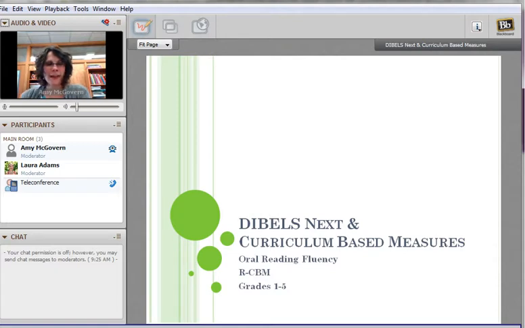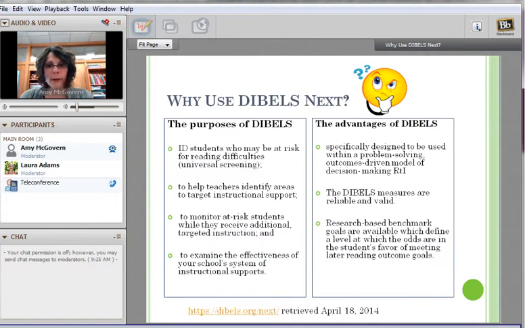Hello, everyone. Today's presentation, we're going to focus on DIBELS Next, and specifically the oral reading fluency, or as we call it in Ames Web, the RCDM. And it's geared towards 1st through 5th grade. Before we begin getting into the content, the purpose really of this will be to dig into the data and then plan for instruction based on what you're seeing from your screener.